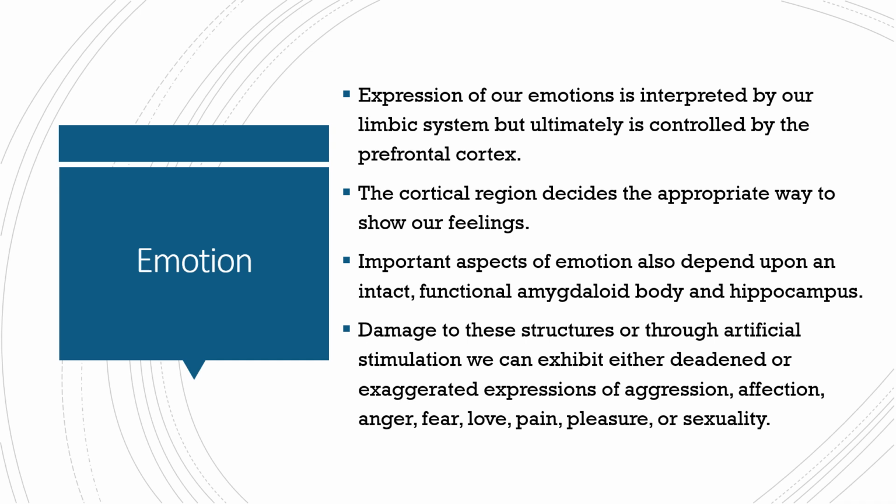The limbic system interprets the expression of our emotions, but ultimately it is controlled by the prefrontal cortex. The prefrontal cortex decides the appropriate way to display our feelings. It is an essential aspect of emotion and also relies on an intact functional amygdaloid body and hippocampus. Damage to these structures or artificial stimulation can lead to either deadened or exaggerated expressions of aggravation, affection, anger, fear, love, pain, pleasure, or sexuality.